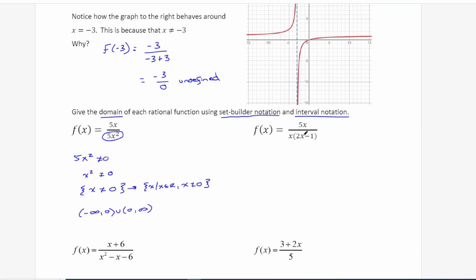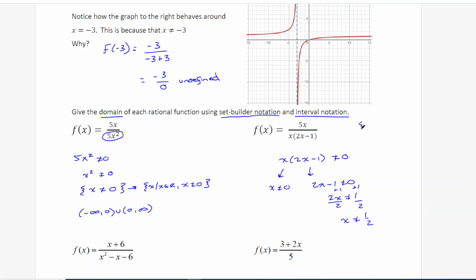All right, let's look at this next one. So for this next one, again, it's just the denominator. x times 2x minus 1 cannot equal 0. This is another quadratic equation. It's already been factored for you, so we're going to use the zero factor property to say that x cannot equal 0 and 2x minus 1 cannot equal 0. Which means that x cannot equal 0 and 2x cannot equal 1, right? I'm adding 1 to each side and then dividing by 2 on each side, and I get x cannot equal 1/2.